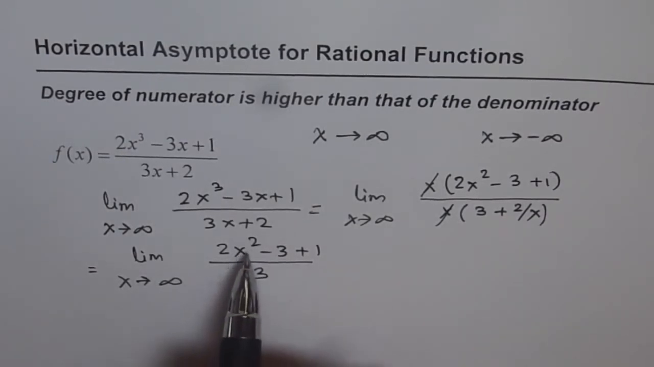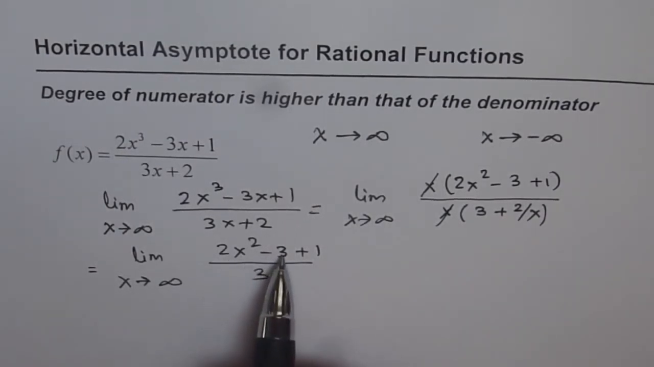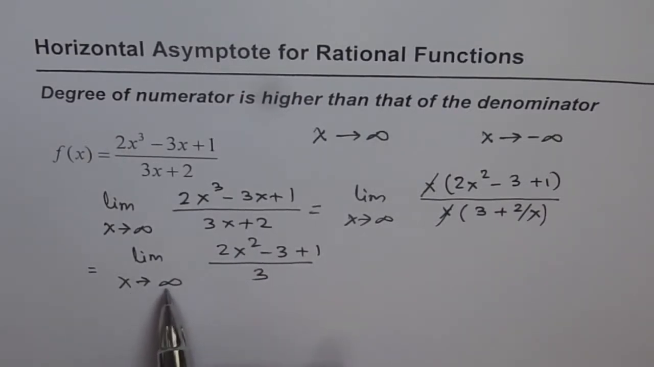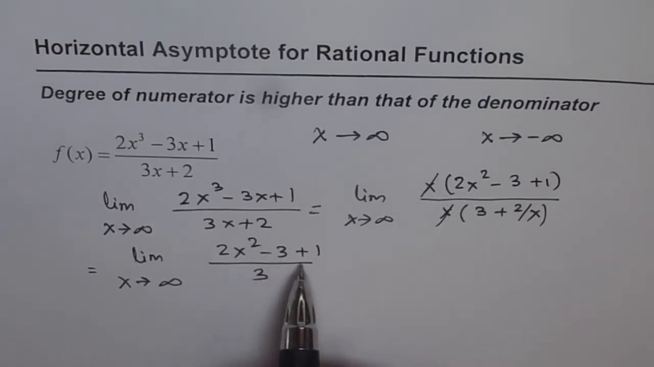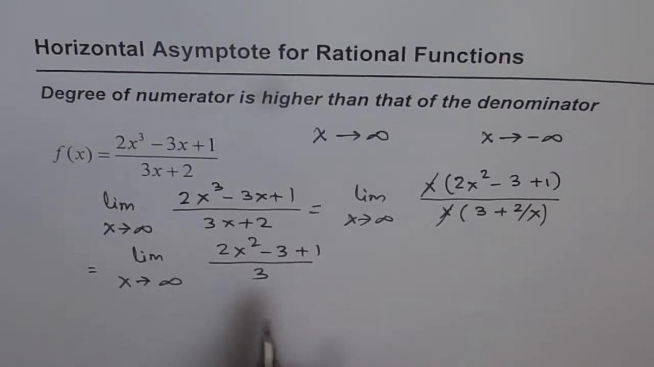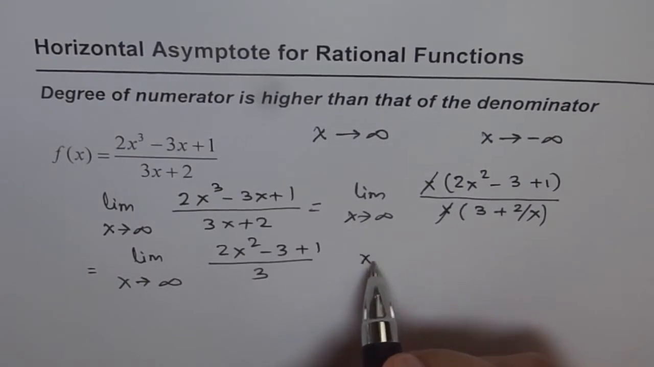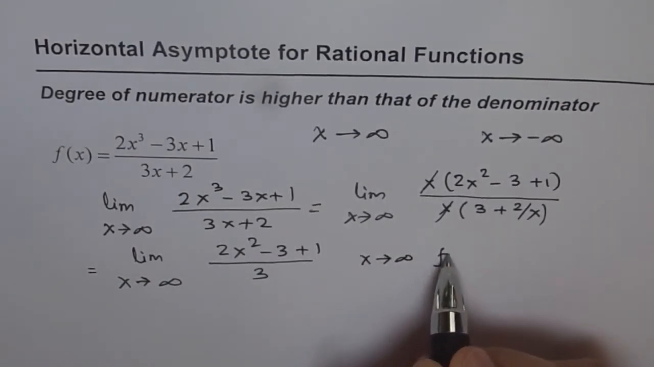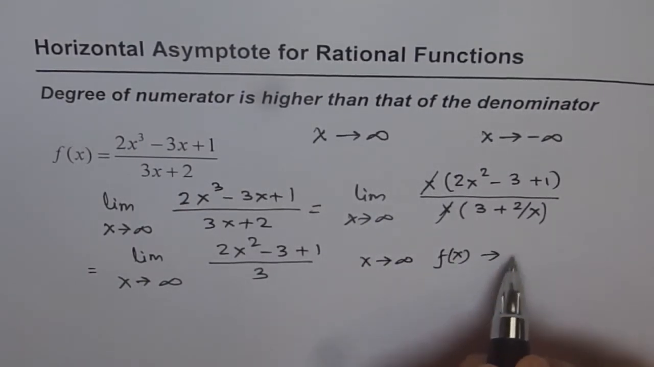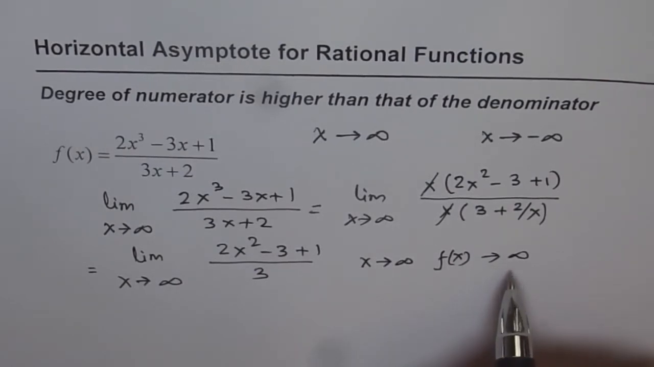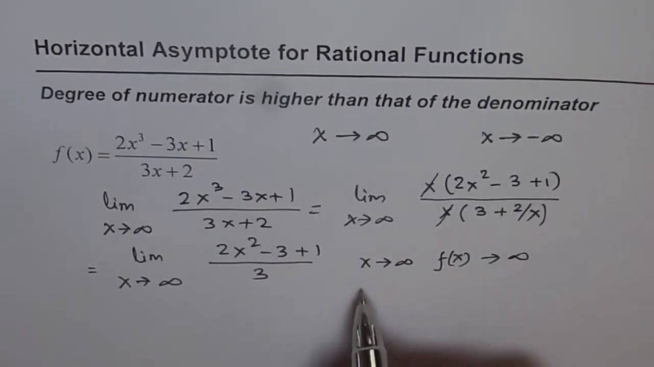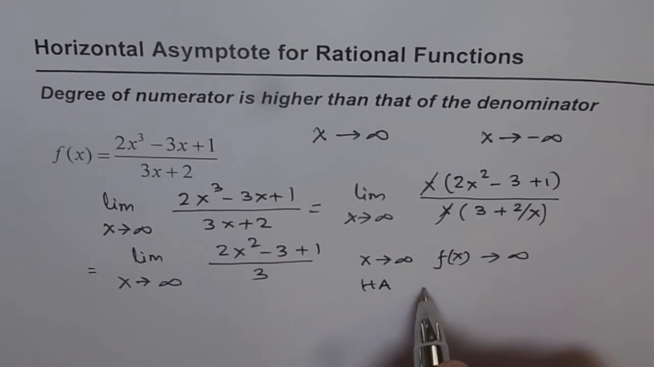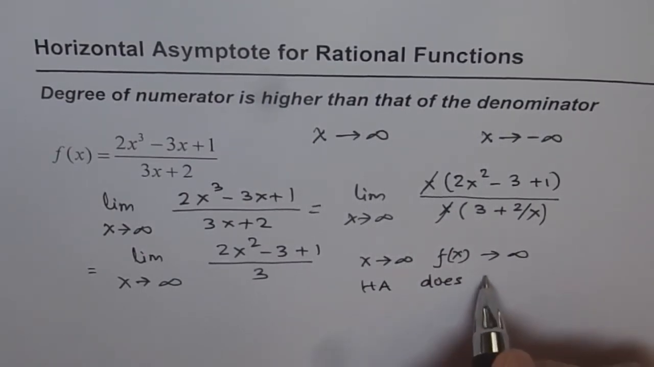Now if x is very large, then the numerator is going to be extremely large, correct? It has a factor of x squared. So as x approaches infinity, the function actually approaches infinity. As you can see, as x approaches infinity, f of x approaches infinity. It does not approach a fixed value, and therefore we can say that the horizontal asymptote does not exist.